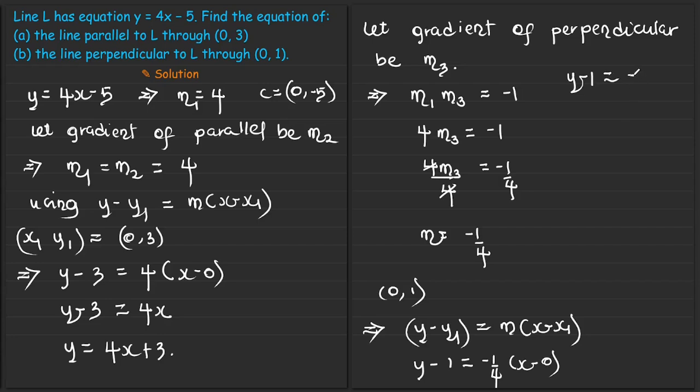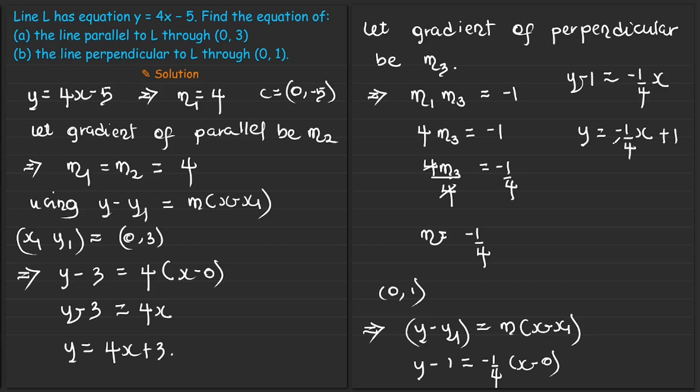So we just have our -1/4x. Making y the subject, we have y equal to -1/4x. Then the -1 moves to the other side to give us a +1. And that will be just it. So this here is the equation of the perpendicular line to the line we were given.